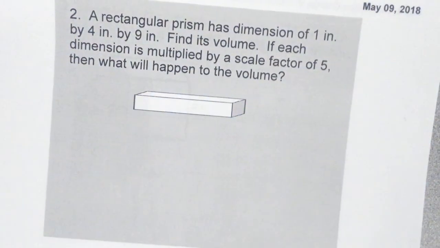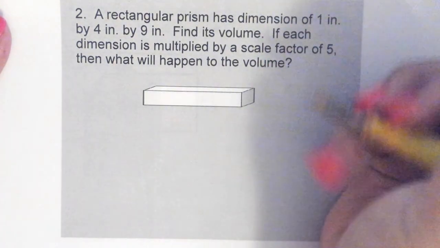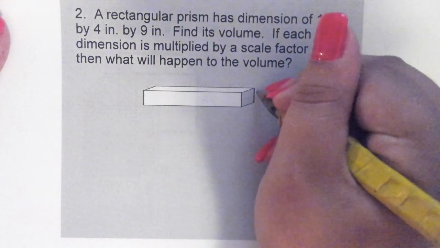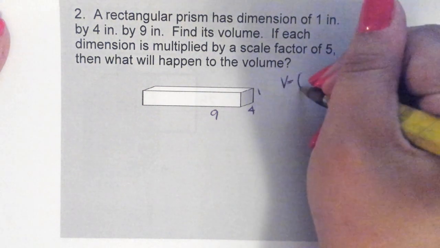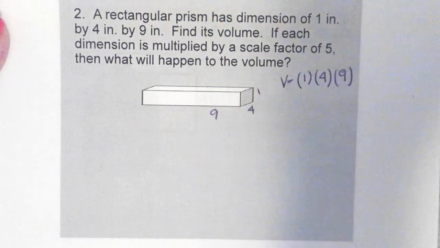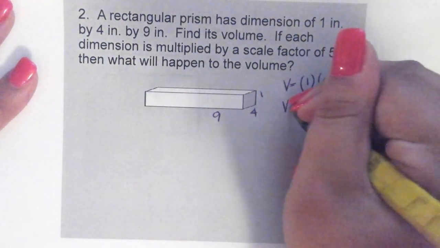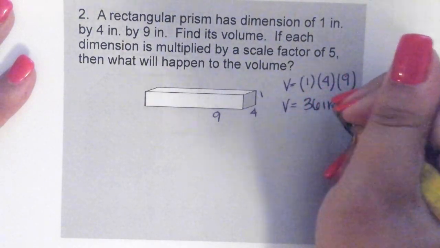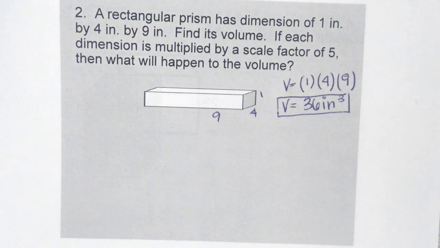A rectangular prism has dimensions of 1, 4, 9. Find its volume. So if I have 1, 4, 9, how do I find the volume? I could use area of the base times height, but that's essentially length times width times height. So what's my volume here? 36 inches cubed. Okay. If each dimension is multiplied by a scale factor of 5, then what will happen to my volume?